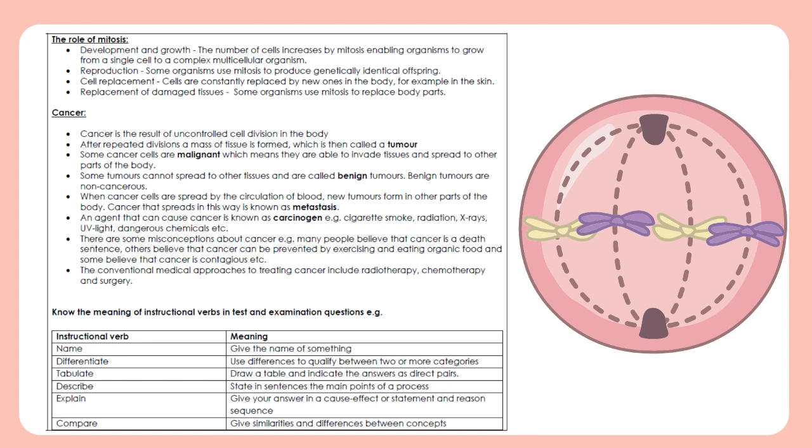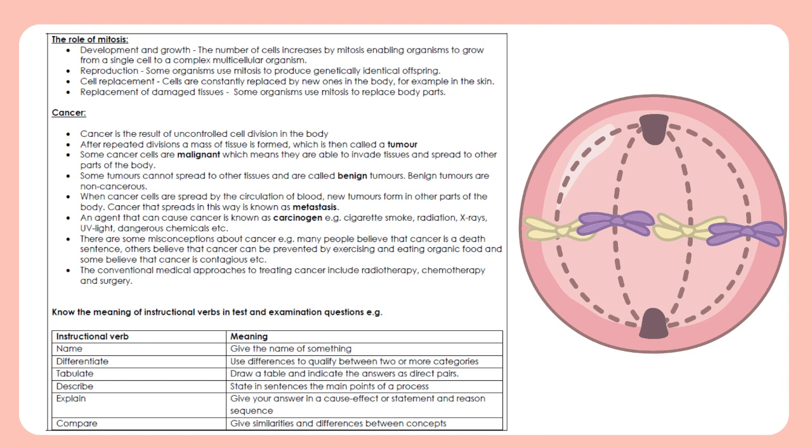Cancer. A cancer is the result of uncontrolled cell division in the body. After repeated divisions, a mass of tissue is formed, which is then called a tumor. Some cancer cells are malignant, which means they are able to invade tissues and spread to other parts of the body. Some tumors cannot spread to other tissues and are called benign tumors.